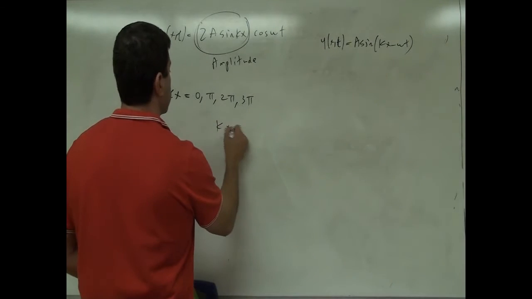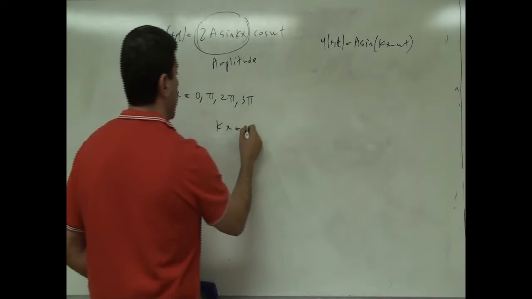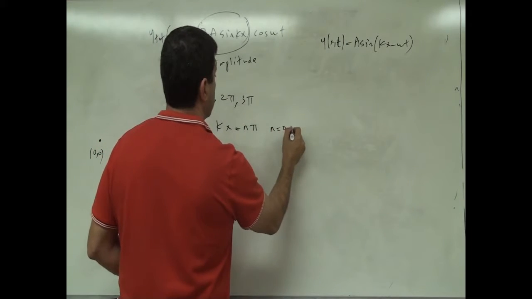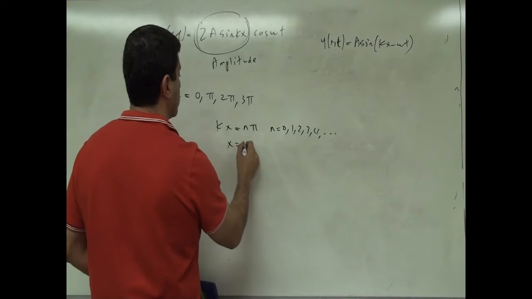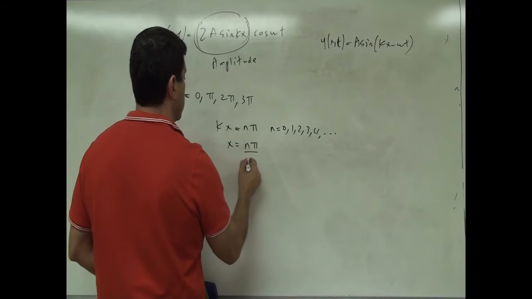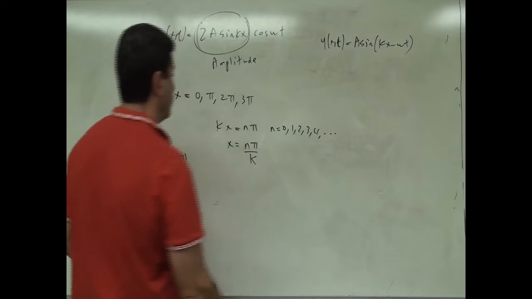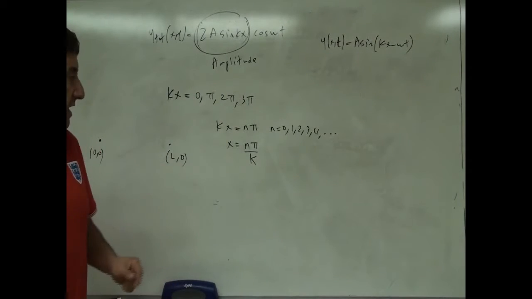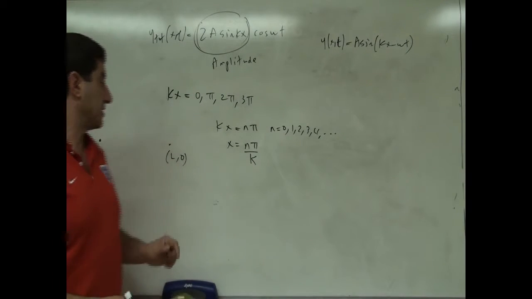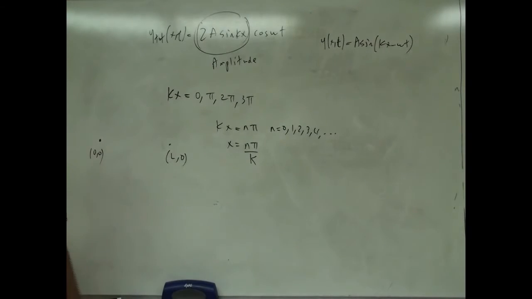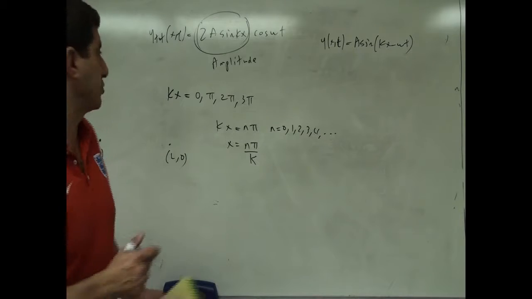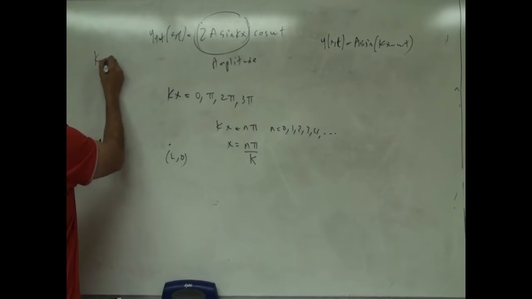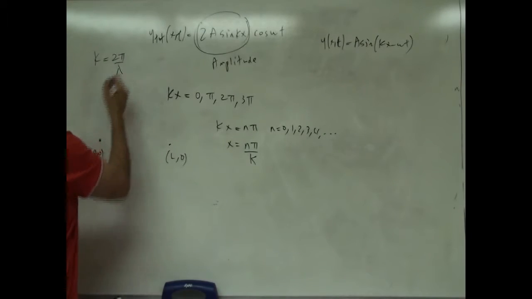We have kx, how can we generalize this? N pi, where n is 0, 1, 2, 3, 4, and so on, right? So x is equal to n pi over k. So if x is equal to n pi over k, then the wave is going to be standing still. Those points are called nodes of the wave, right? The other way that we can write this is that, remember, k is the wave number, and it's equal to 2 pi over lambda, right?